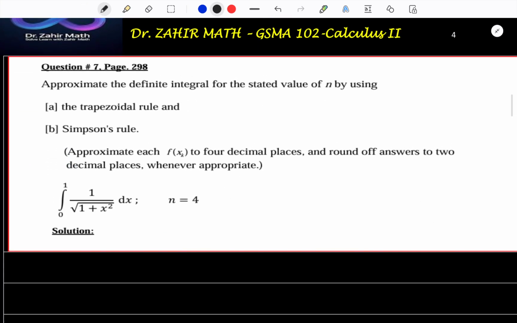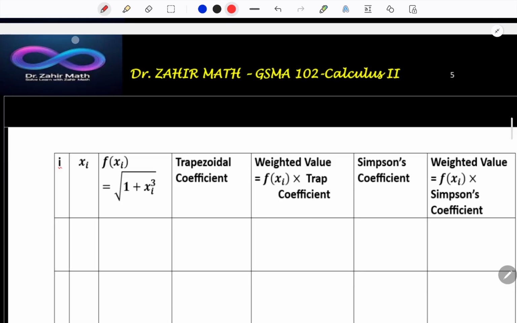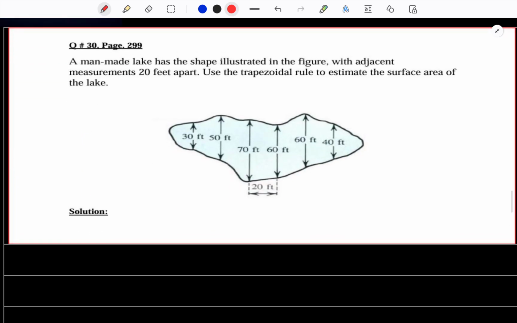Look at this question. There is a lower limit and there is an upper limit. So this is your a and this is your b. But when you go to questions like this, with some pictures, see here, there is a man-made lake given. Where is the integral? Which is the lower limit and which is the upper limit? No way, because here the starting value is 0 and the ending value is 0. So you cannot find a lower limit or upper limit. In that situation, you have to take the width, the difference, or the width of the lake, as h, which is 20 feet.